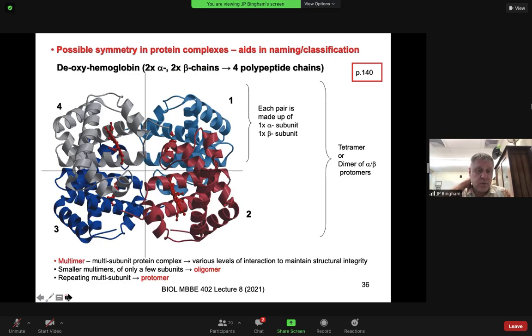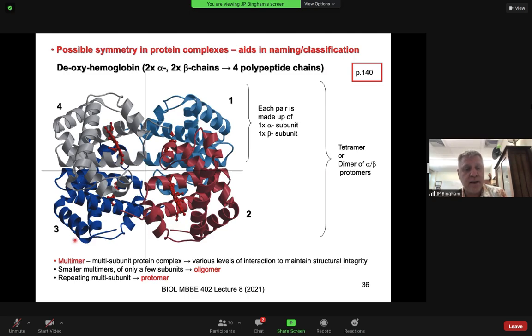We also have this issue of symmetry, which basically makes a lot of our jobs easier in regards to being able to identify this. So this molecule we're going to have a look at very closely in protein function is deoxyhemoglobin. And there are 2 alpha subunits and 2 beta subunits, which make up the whole 4 polypeptide chains. Each unit is made up of an alpha and a beta subunit, basically then forming 1 subunit, 2 subunit, 3, and 4. This one is a tetramer, meaning it's 4 subunits, or a dimer of an alpha-beta protomer.